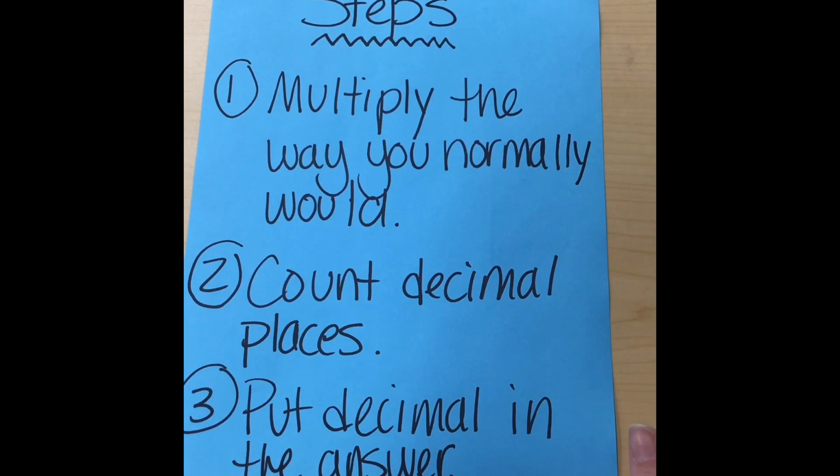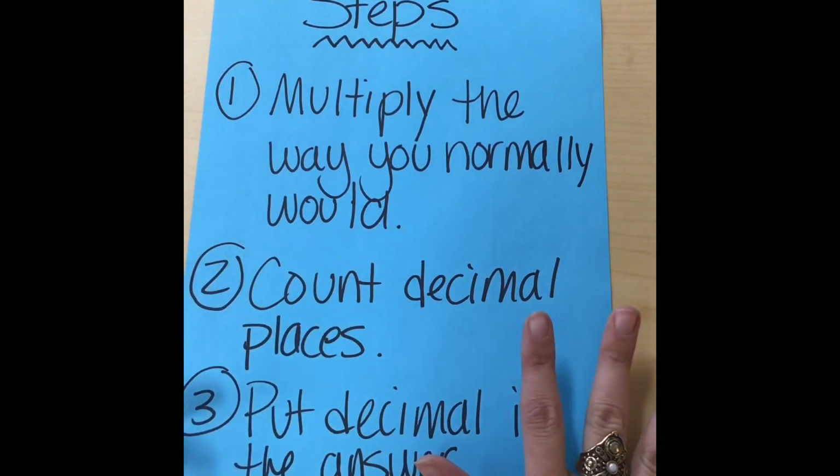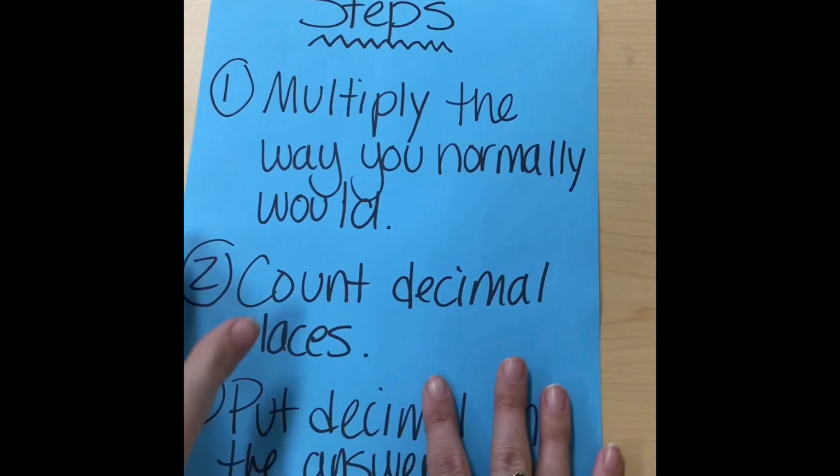Don't worry about the decimals until the end and just multiply like you would with any other problem, okay? And then step 2 is you want to count the decimal places, and then step 3, you're going to put that decimal into the answer after you've counted them. All right, so I'm going to show you these steps.